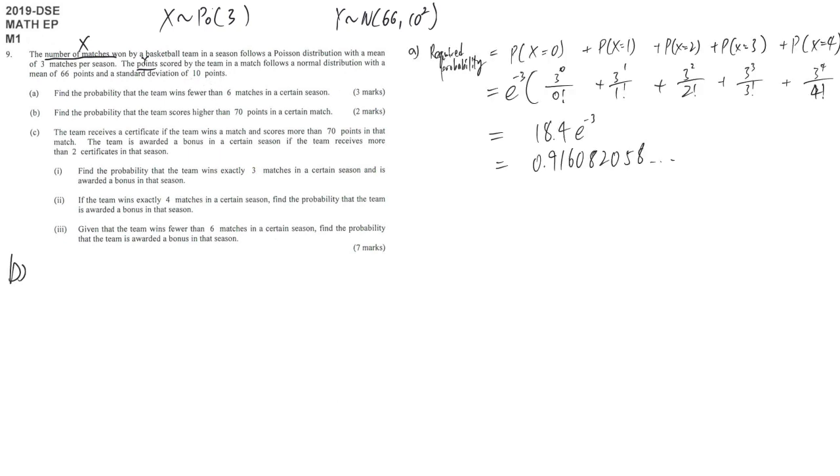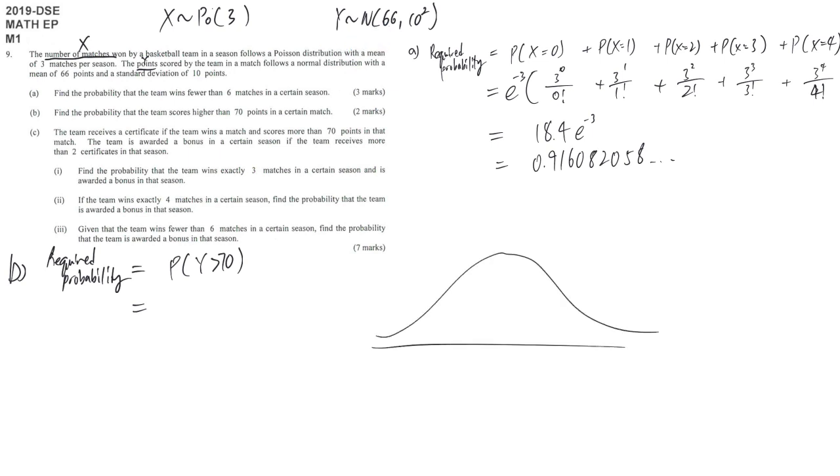Part B is totally not related to Part A. They just ask about the probability that the team scored more than 70 points. That means y is larger than 70, P(y > 70). And then have a look at the distribution. The mean is 66. Now we are talking about larger than 70, which means only one side is involved.